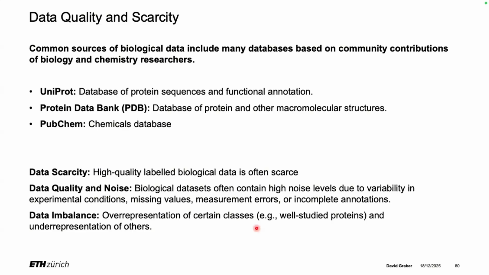And then the data quality and the noise levels are a problem, because these biological data sets often contain high noise levels because of variability in the experimental conditions and assays that people use to generate this data. And there are also often missing values, measurement errors, or just incomplete annotations. And there's also a lot of data imbalance present in these data sets because there's an overrepresentation of certain classes, or for example, well-studied proteins, such as the HIV protease that we've seen before, and an underrepresentation of other less interesting proteins.